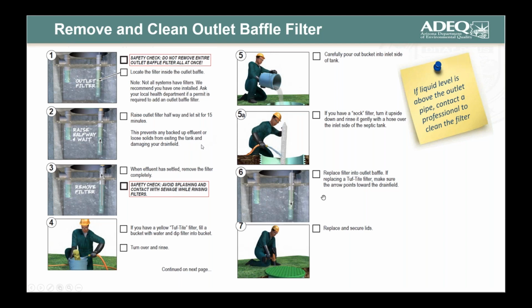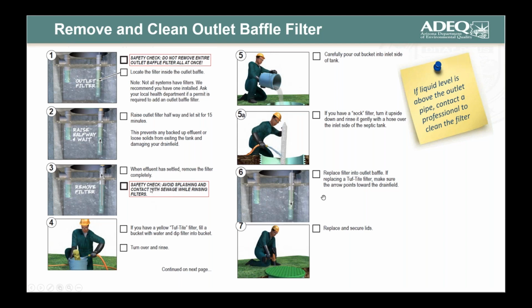So if there's a lot of loose solids on your baffle filter, you kind of let that stabilize a little bit because you're going to rinse it off, but you're going to rinse it off in a way that falls in the tank and not going down the baffle and out to the field. Okay, and you're also going to let the effluent kind of drain out of that baffle completely. So when the effluent is settled, then remove the filter completely.